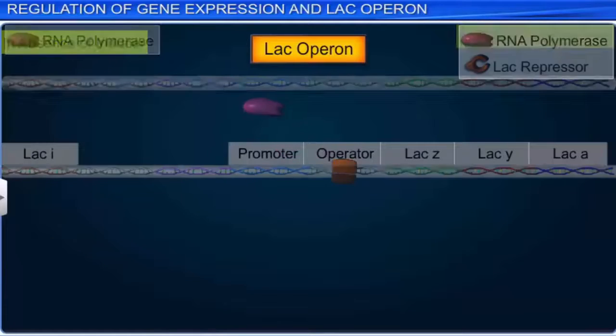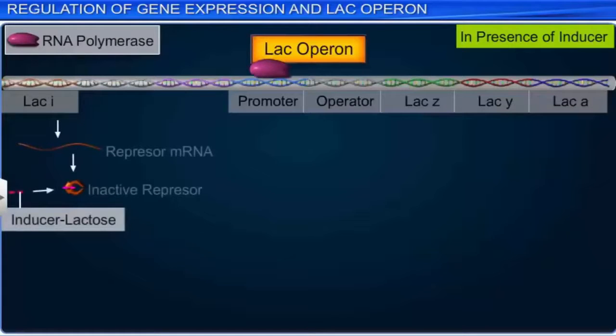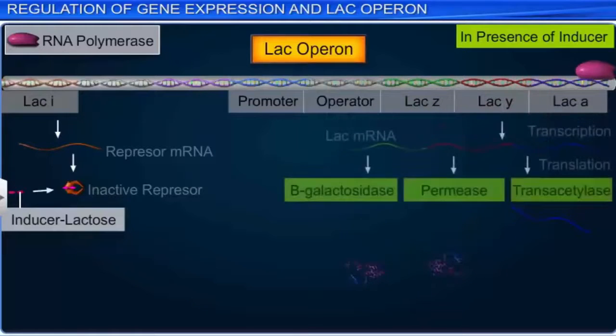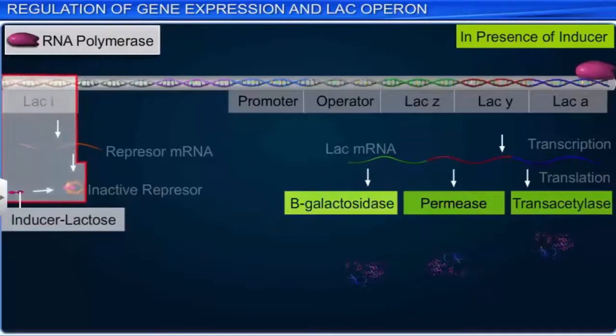In the presence of the inducer lactose or allolactose, the repressor is inactivated and transcription proceeds. Thus, regulation of the lac operon is an example of regulation of enzyme synthesis by its substrate, that is, synthesis of the enzyme beta-galactosidase by its substrate lactose. This regulation of the lac operon by the repressor is called negative regulation.